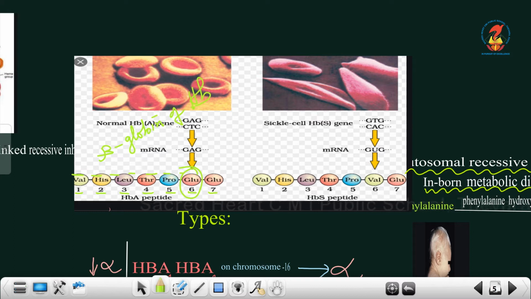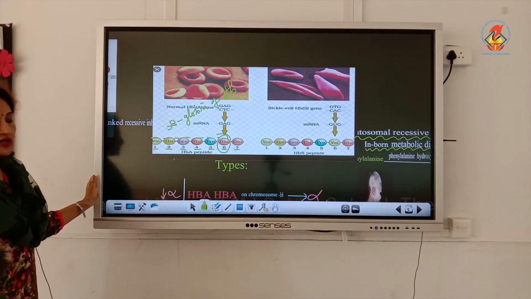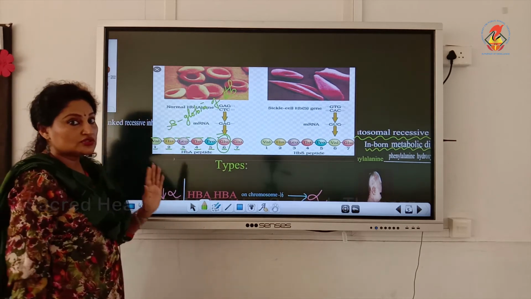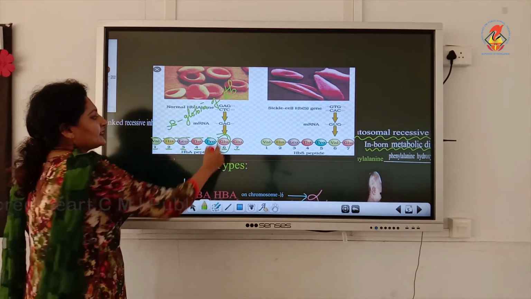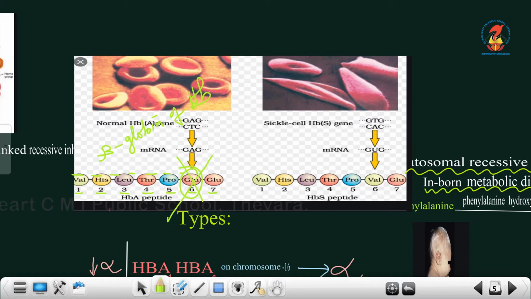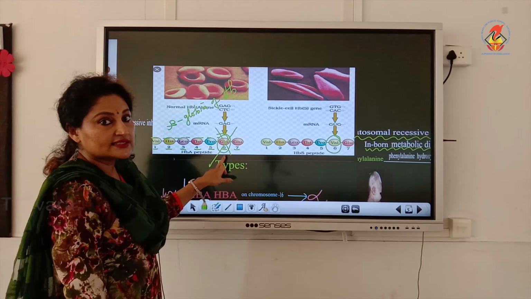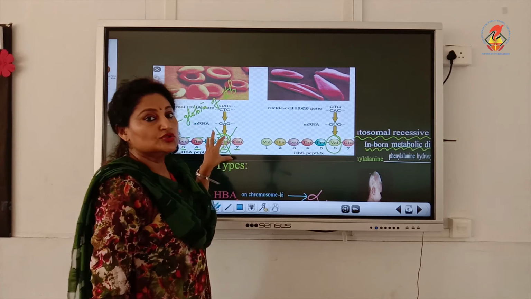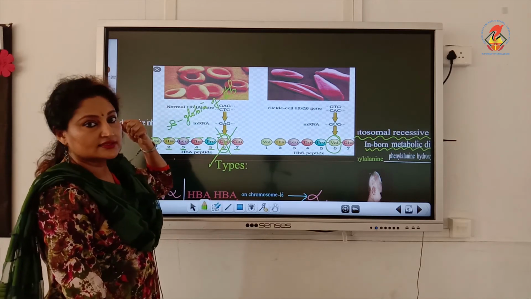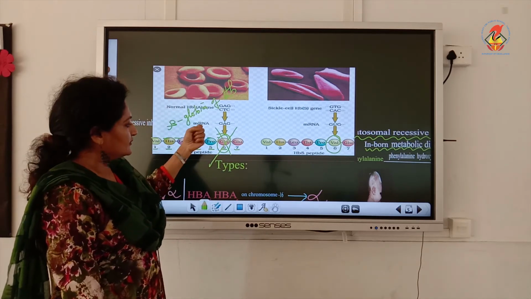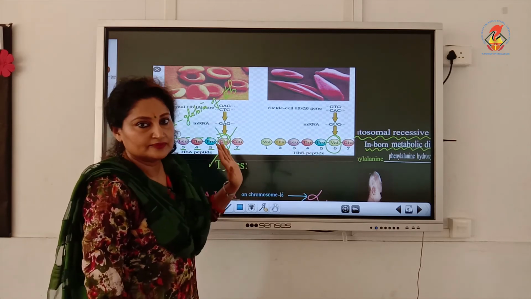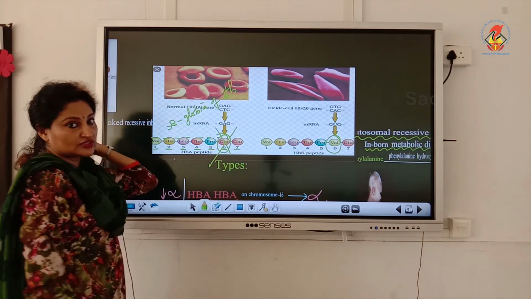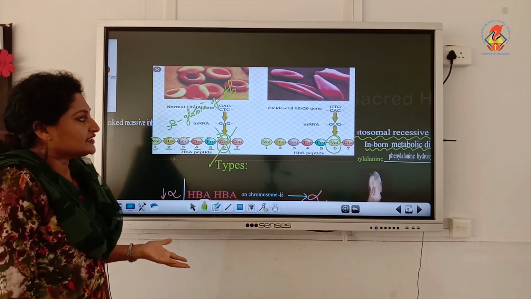So only this is what you need to learn from this picture. The 6th position should be glutamic acid, but what has happened, instead of glutamic acid, it's replaced by another amino acid. Look, this is the drawback. It's replaced by another amino acid called valine. Normally it should be glutamic acid in the 6th position, but due to mutation, glutamic acid is replaced by valine. So this is a defect which can be categorized as a qualitative defect.